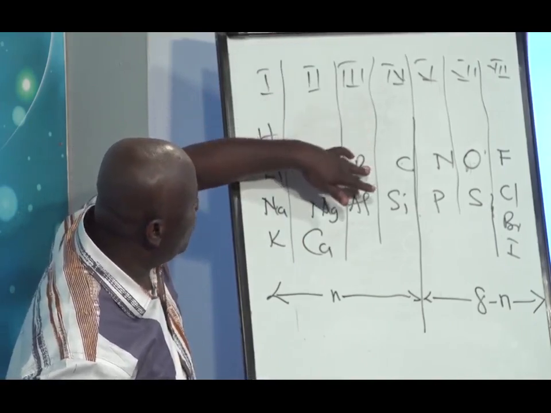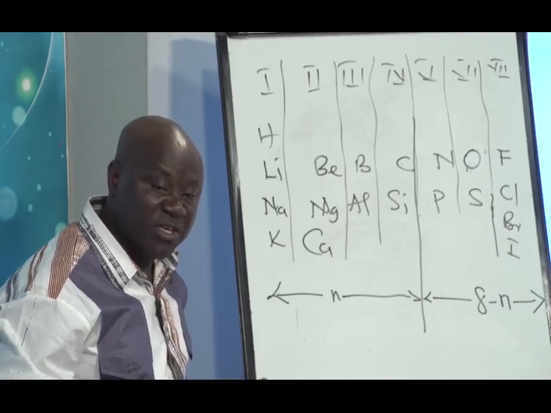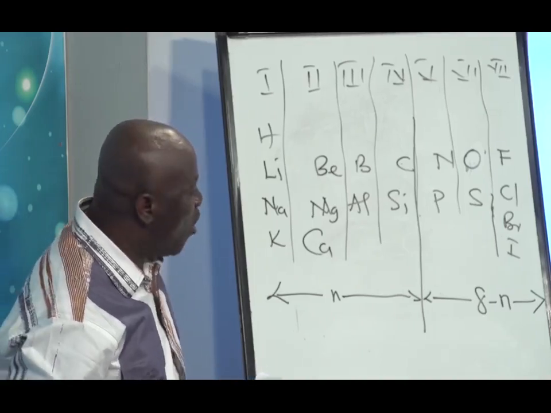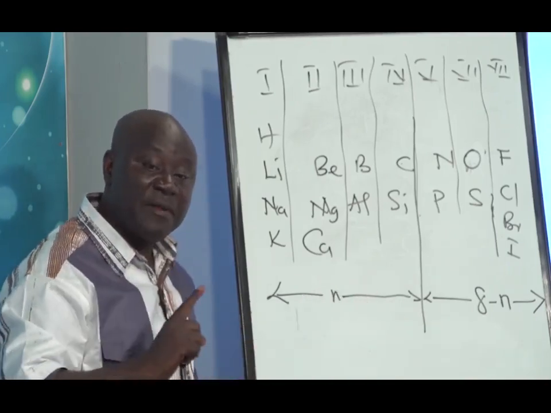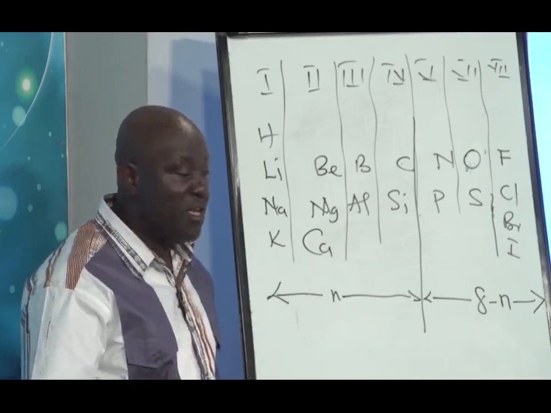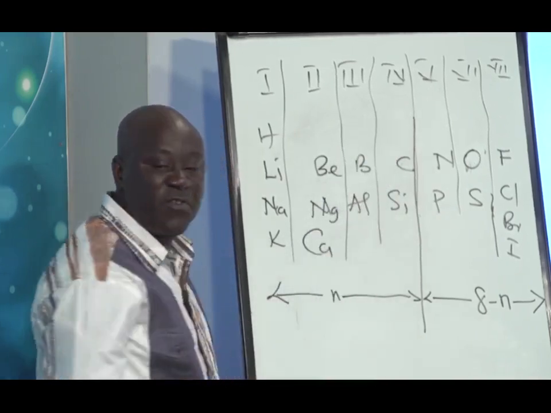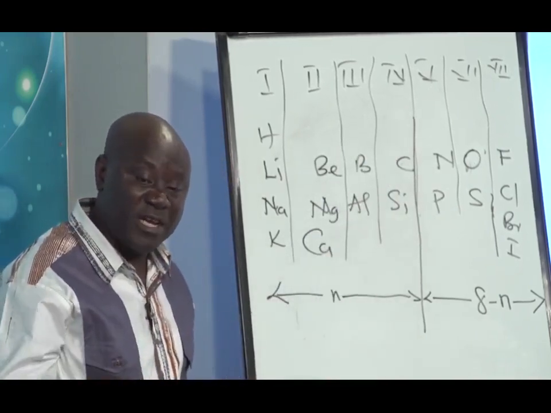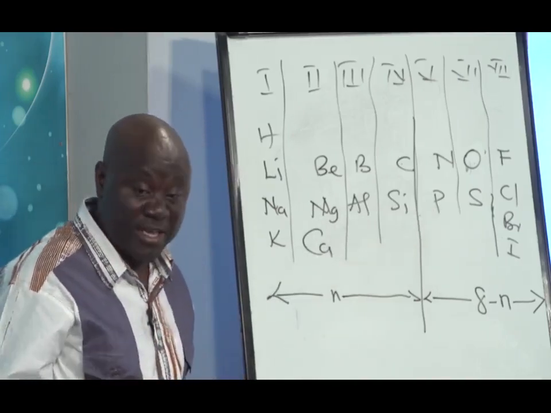Boron and aluminium are in group 3, and therefore they will have a valency of 3, and so forth. Are you okay? Now, all the elements to the right, their valency is determined by subtracting the group number, that is N, from 8. So, nitrogen and phosphorus are in group 5. If we subtract 5 from 8, you get 3. So, nitrogen and phosphorus have a valency of 3.